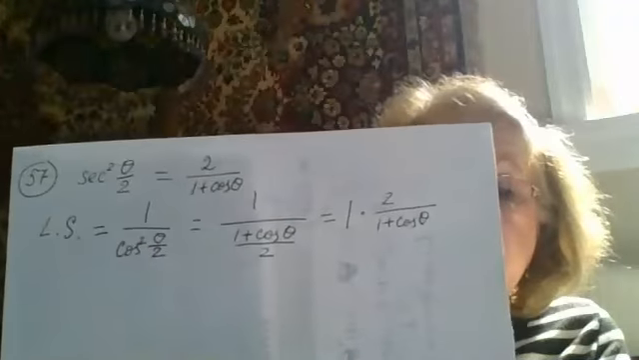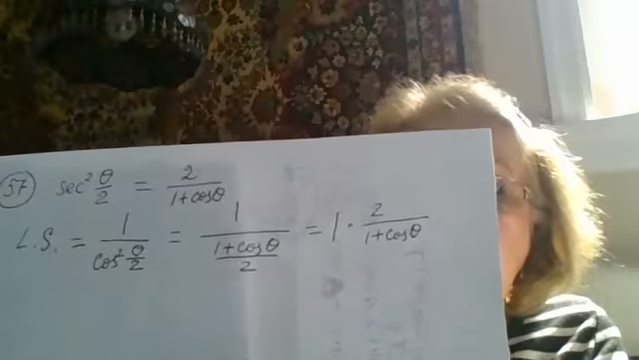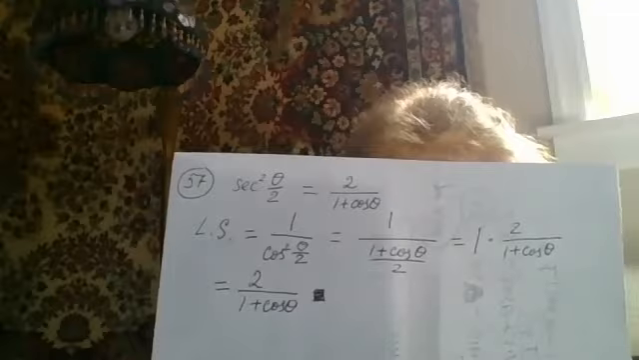And after that, I will just use algebra. It will be 1 times the reciprocal of that fraction which I had on the bottom. This is what I'm getting. 1 times this fraction equals that fraction, which is 2 over 1 plus cosine theta. Are we done with the proof? Yes, we are. And voila, this is what you have.